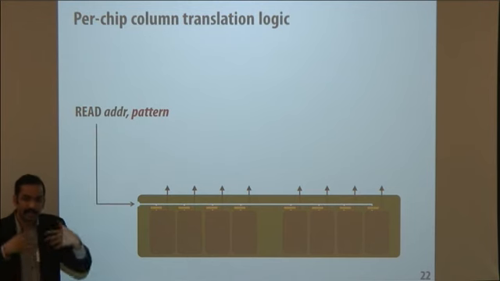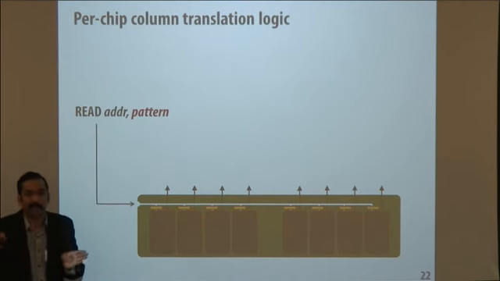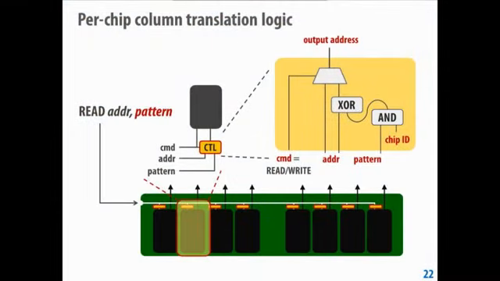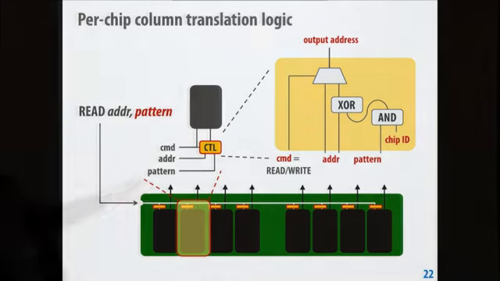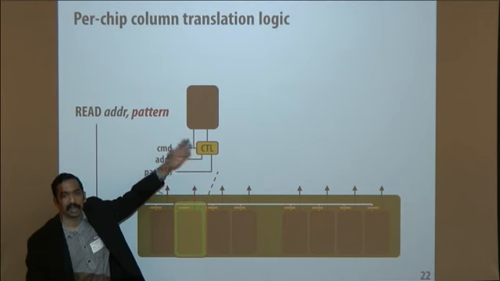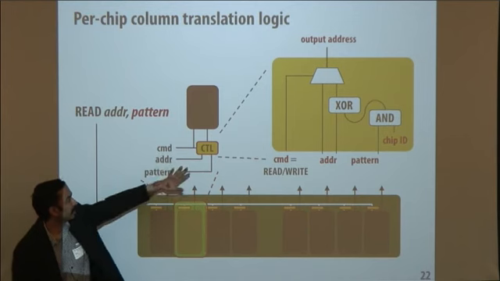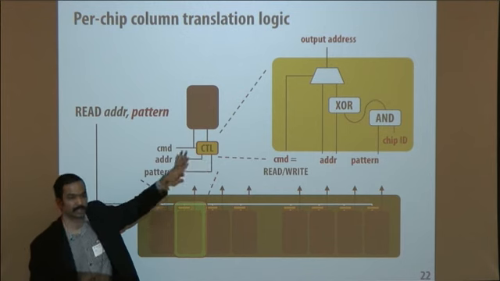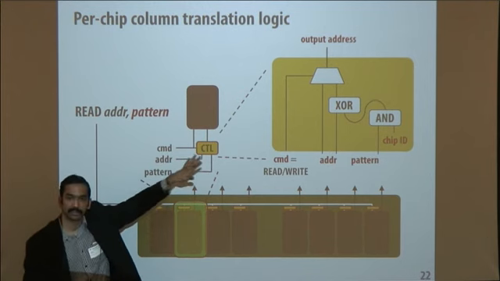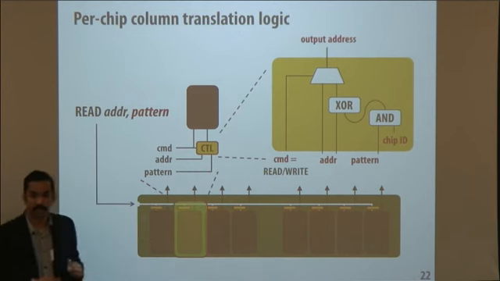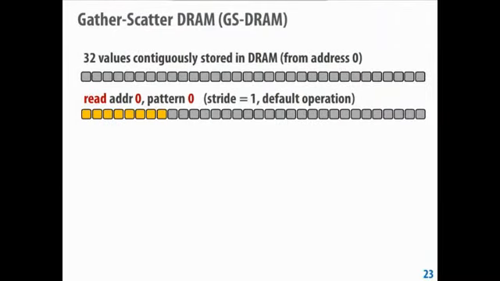The pattern ID indicates which strided access pattern the memory controller is expecting. Each chip takes the address and the pattern, computes a new address to access, and then returns the data corresponding to the new address. I'm zooming in on the column translation logic used by each chip. I don't want to get into the details here, but it's extremely simple. It just uses one bitwise XOR and one bitwise AND operation along with the chip ID to compute the new address.